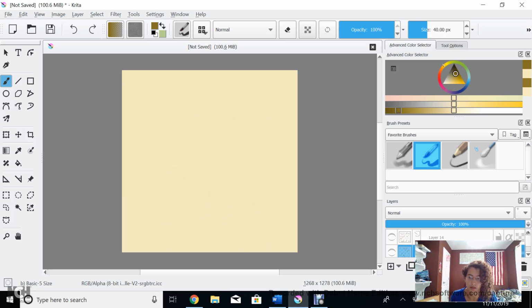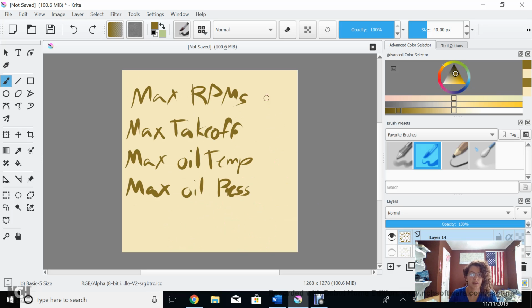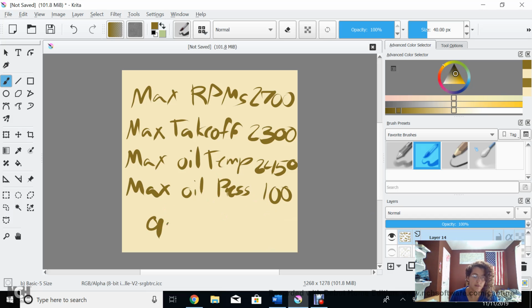My engine has a max RPM of 2,700 RPMs, a max takeoff weight of 2,300 pounds, a max oil temperature of 245 degrees Fahrenheit, and a max oil pressure of 100 psi. And it usually goes about 95 to 100 knots.